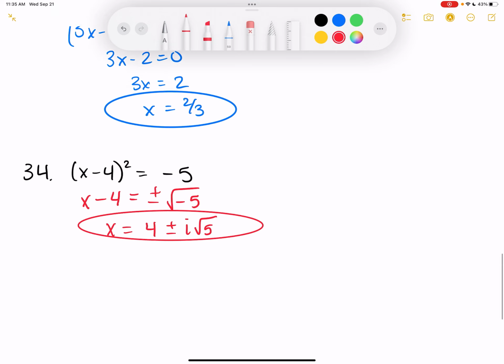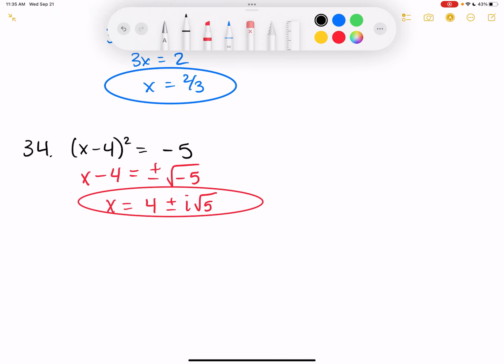All right, solve each equation using completing the square. So 38. X squared minus 7x plus 12 equals 0. So what do I need to do first? Plug into the quadratic formula. I said complete the square. Keep changing directions.